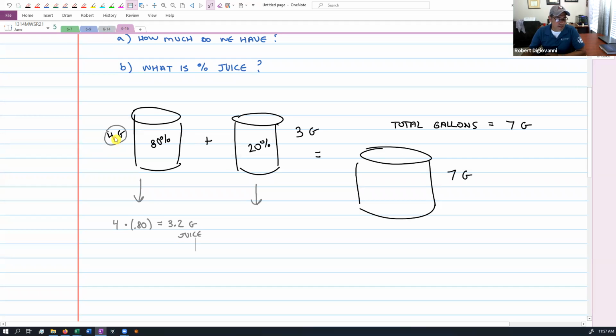Remember, what we're doing is we're saying 4 gallons. If it were 100% juice, then this would be 4 gallons. If it were 50% juice, this would be 2 gallons. But since it's 80% juice, we have to multiply it times 0.8 to get how many gallons of it is juice. And we do the same thing on this one. 3 gallons times the 20% should be equal to 0.6 gallons of juice. Oh, I didn't spell juice.